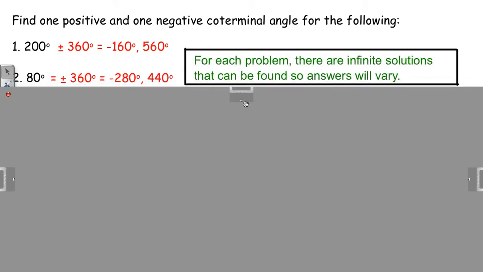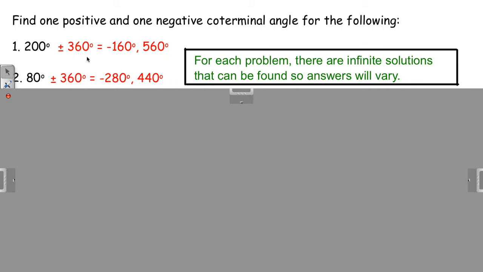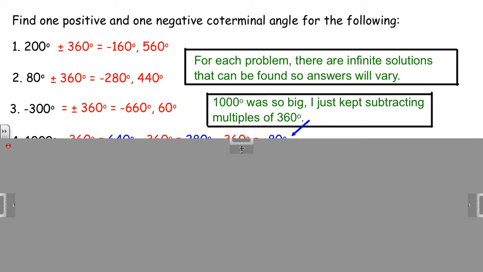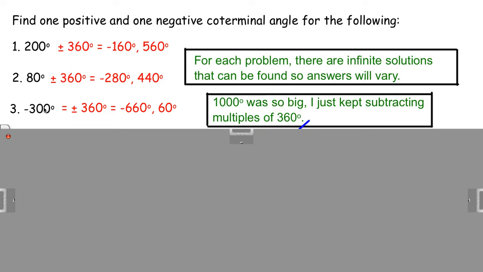If I do number 2, 80 degrees, and I apologize, I have no idea why the equal sign is there. It should not be. If I do 80 plus or minus 360, if I subtract, I get negative 280. If I do 80 plus 360, I get 440. I go to number 3. I have negative 300, so I'm going clockwise. If I add 360 to negative 300, I get positive 60. If I subtract 360, I get negative 660.